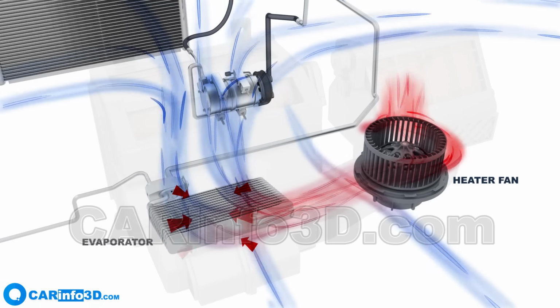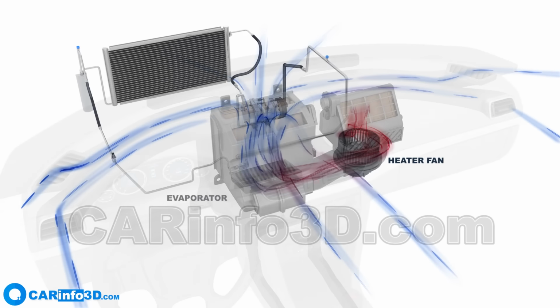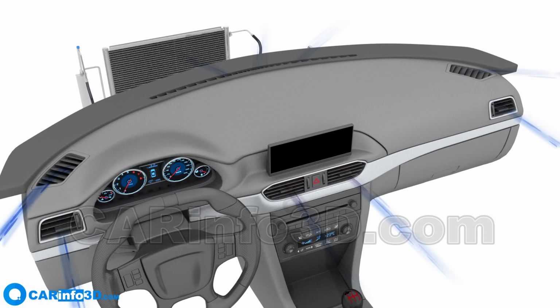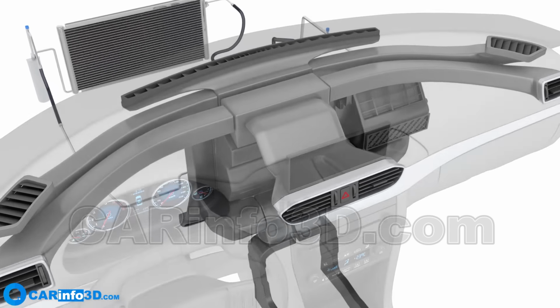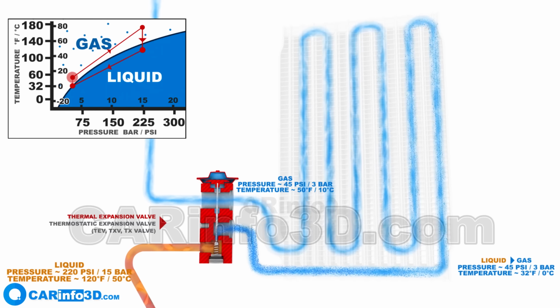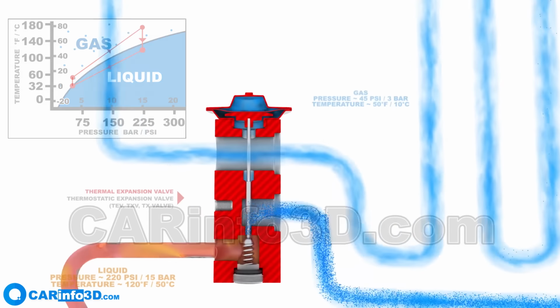The heater fan generates airflow, and the air ducts direct it in the desired directions. When the refrigerant passes through the evaporator, it entirely changes to a gas. At the outlet, the gas passes through the same expansion valve, which helps maintain a consistent temperature in the evaporator by regulating the flow of refrigerant.